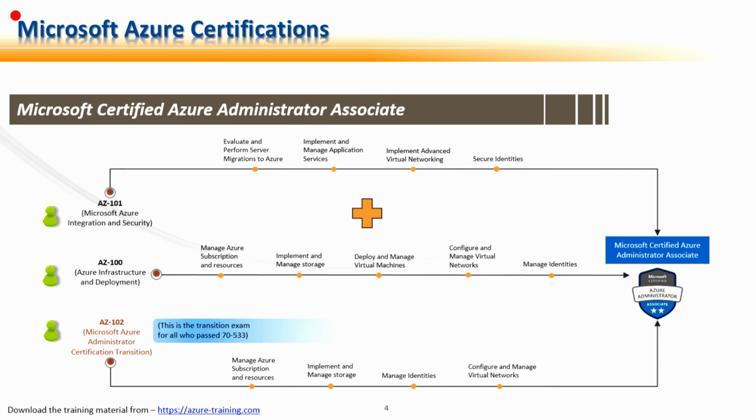Implement Advanced Virtual Networking is an add-on to the Configure and Manage Virtual Networks that we have already covered in AZ-100. And then the final section is securing identities. In AZ-100, we dealt with managing identities, whereas in AZ-101, we will be dealing with securing the identities, setting up multi-factor authentication, and how, depending on the usage and the requirements, we can secure the identities.